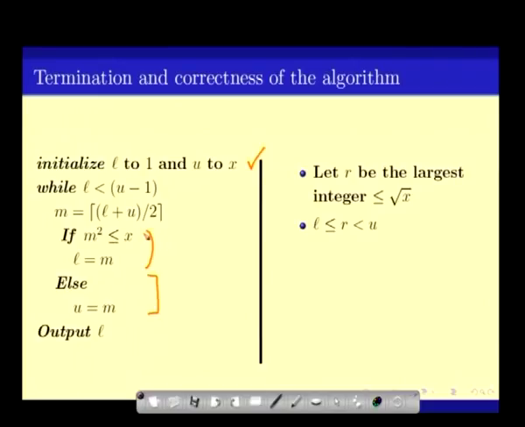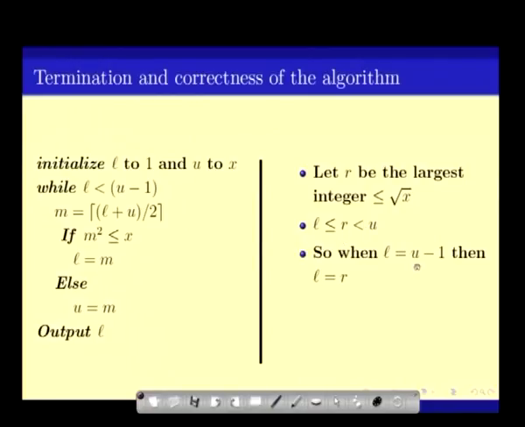If M square is strictly greater than M, that means this R must be strictly less than M, and we update it to U. So, after this else branch also, X is strictly less than U. So, this invariant is maintained throughout this pseudo code, and thus we have that this process will always be maintained.